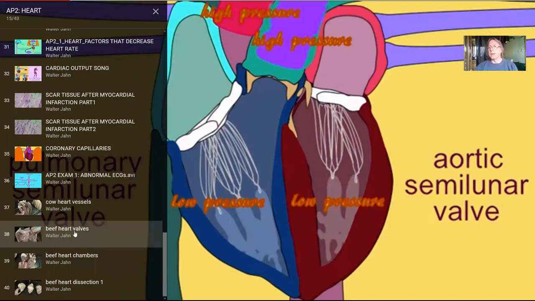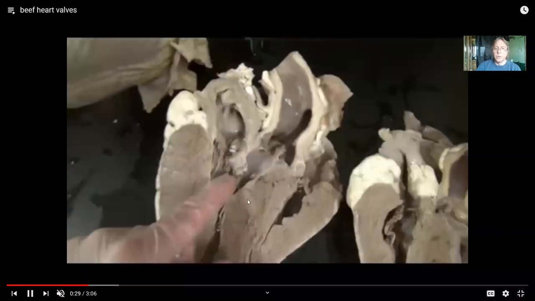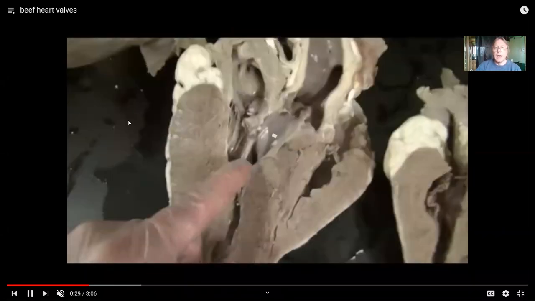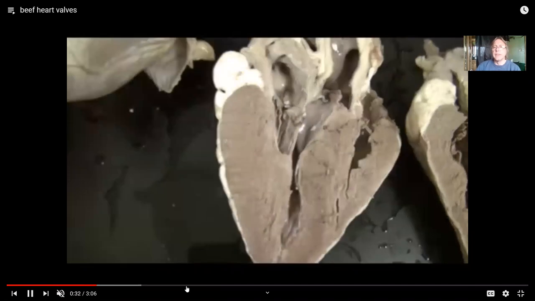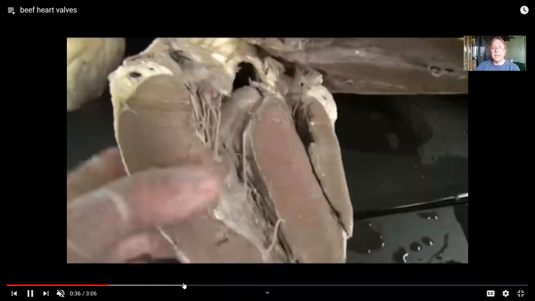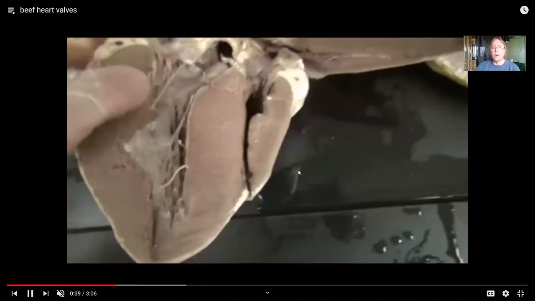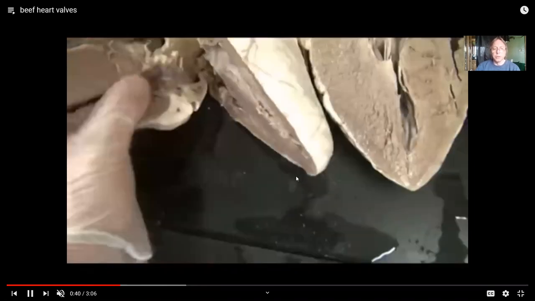If you were looking on a heart model, or if you were dissecting a beef heart, you would certainly ask, what kind of valve is this? And the AV valves are easier to identify. Notice, here's the left ventricle, there's the left atrium, all right? And then notice that there are valves that have these chordae tendineae. Let me pause.